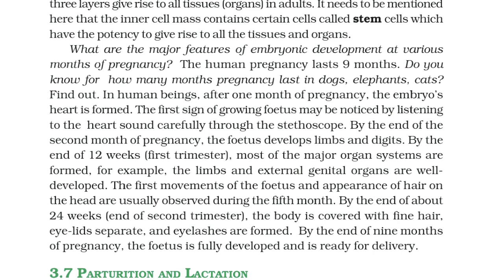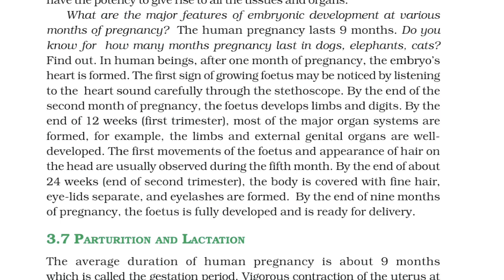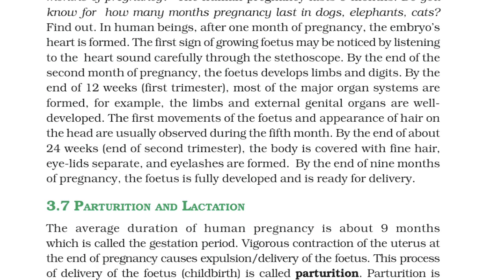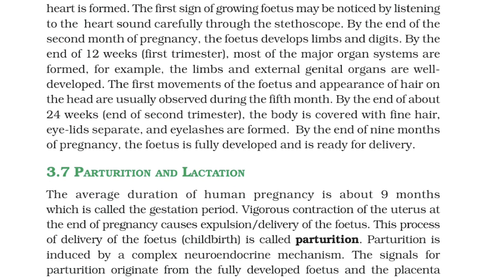What are the major features of embryonic development at various months of pregnancy? The human pregnancy lasts 9 months. Do you know for how many months pregnancy lasts in dogs, elephants, cats? Find out. In human beings, after 1 month of pregnancy, the embryo is formed. The first sign of the growing fetus can be noticed by listening to the heart sound carefully through the stethoscope. By the end of the second month of pregnancy, the fetus develops limbs and digits.